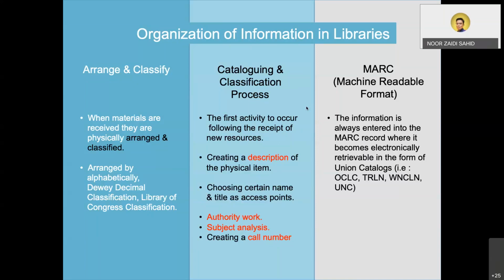It can be the corporate bodies, corporate name. And the title as the access point, title of the information, title of the books. And then in this process juga dia ada dua lagi proses yang lain, iaitu authority work. Authority work, which means assigning authority bodies or assigning responsibilities.